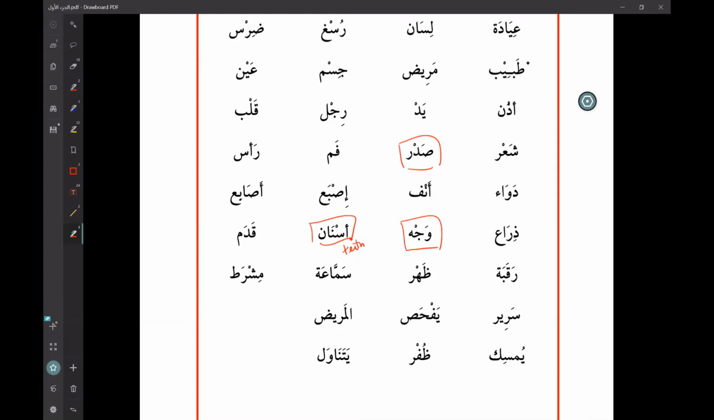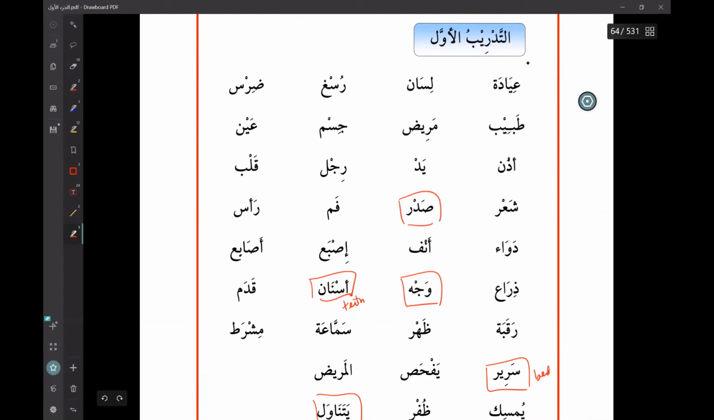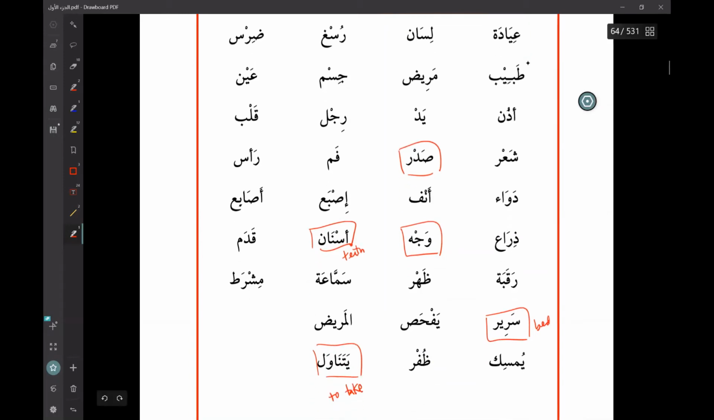So we have, for example, sarir. Sarir is bed. Then we have this verb yatanawal. Yatanawal was what? To take, which means he is taking, right? So make sure you memorize all of these words and then go through randomly, or you can go through one by one. That's not the problem. Make sure you know all of them. These are very important words.